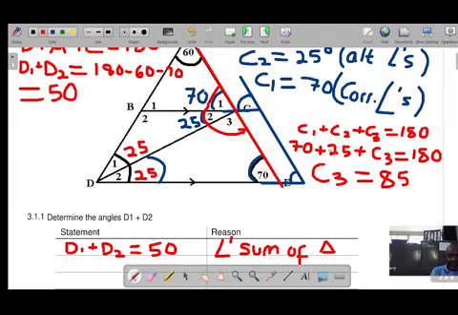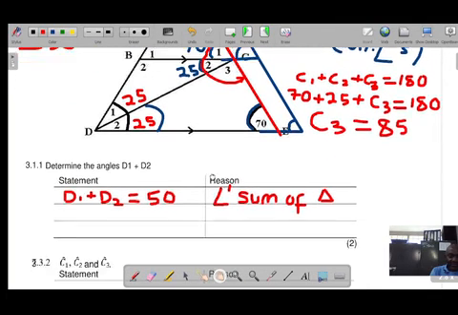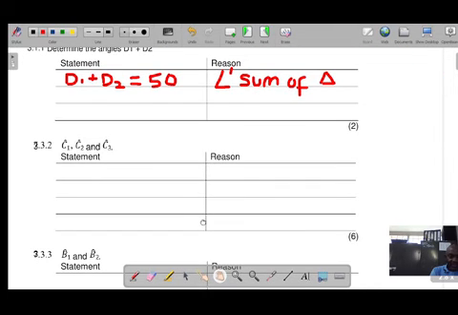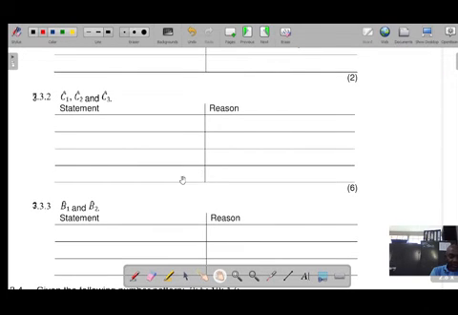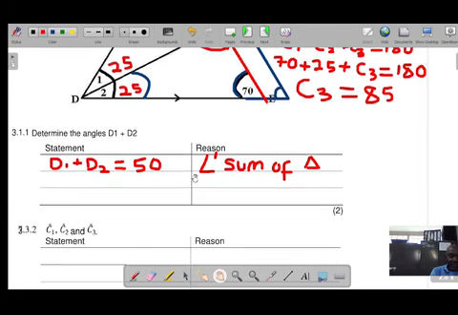I know some of you are almost tired, but to get total in your test, please don't give up. Now next is to find which angle. Let's check it out. So we have found D1 plus D2. We found C1, C2, C3. Then what next? Find B1 and B2. Let's check it out now. B1 plus B2.